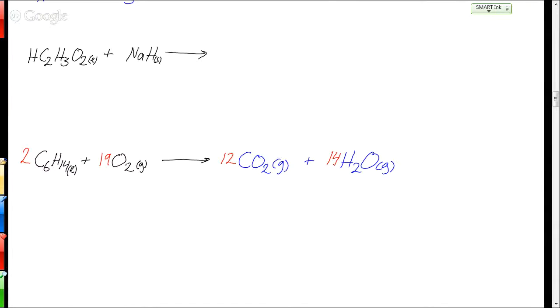Okay. What about the top one? What's going on here? It's kind of like an acid-base reaction, right? We've got acetic acid, and then we've got this NaH, which we just talked about. That's what reminded me of it. It's a totally reasonable compound. It's a real compound. It's got sodium metal.